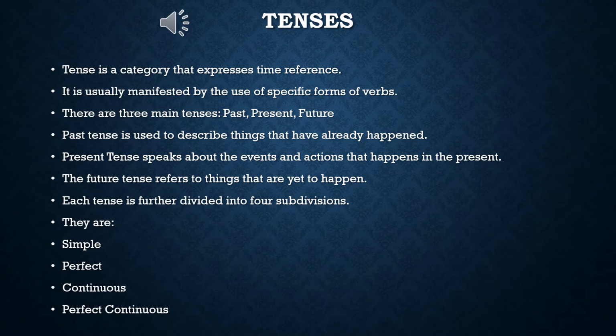The past tense is used to describe things that have already happened. The present tense is used to describe things that are happening right now or the things that are continuous. And the future tense describes things that are yet to happen. Each tense is further divided into four subdivisions. They are simple, perfect, continuous, and perfect continuous.